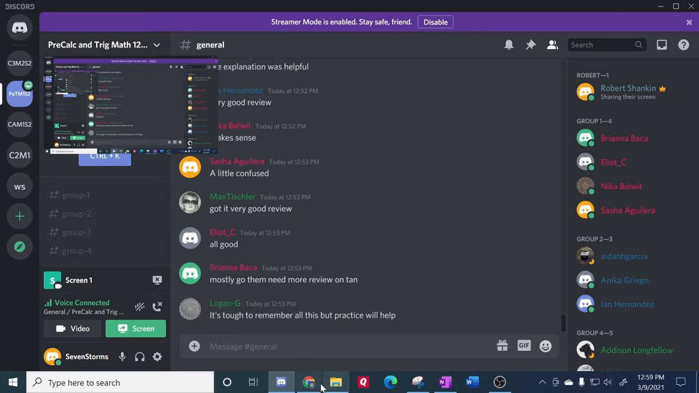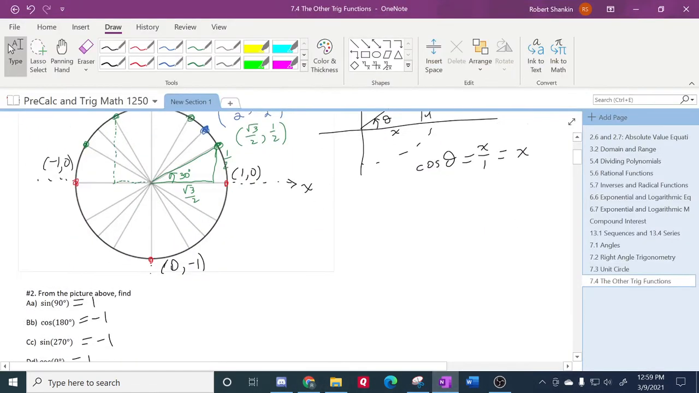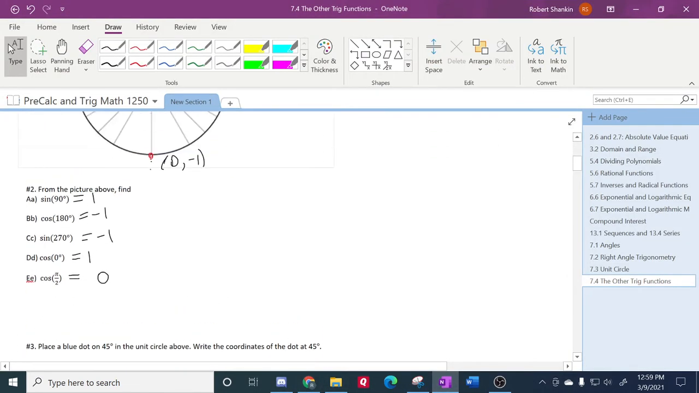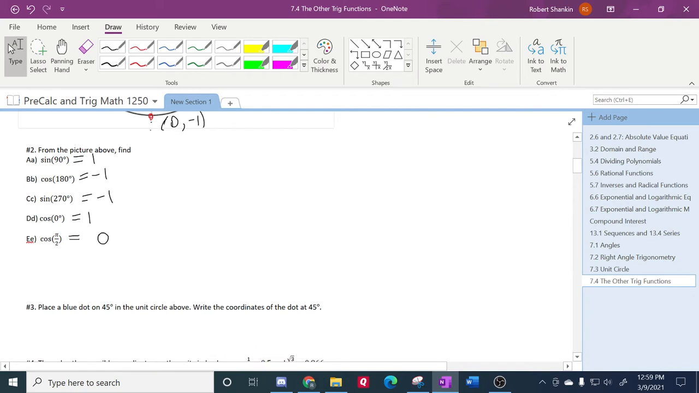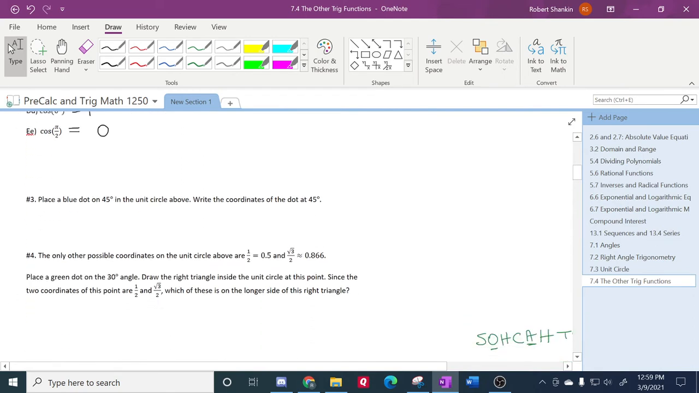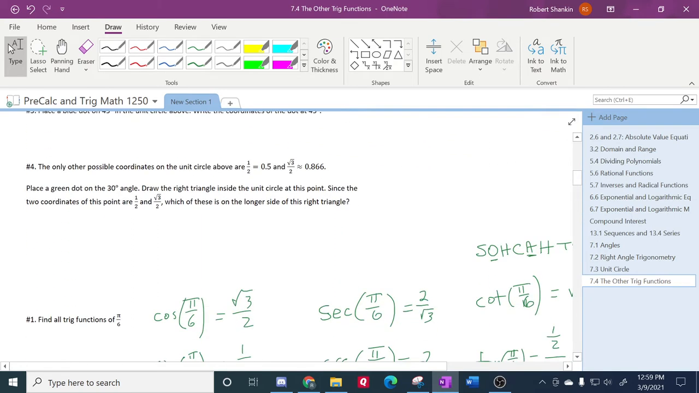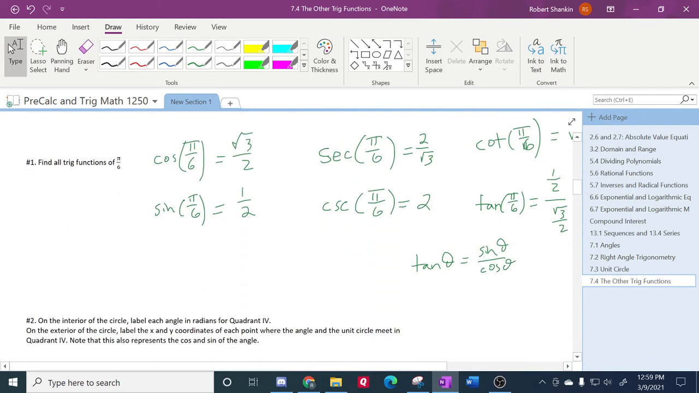All right, let's go to the next. Place a blue dot. Oh, we already did that. All right.